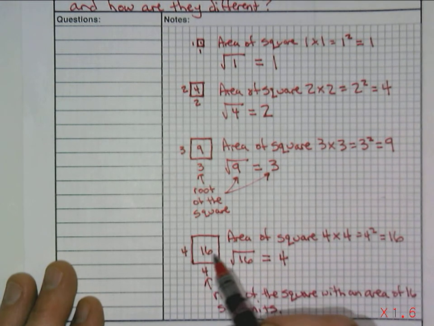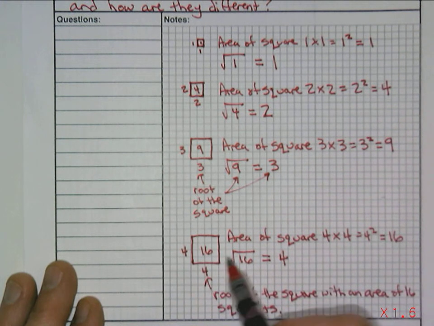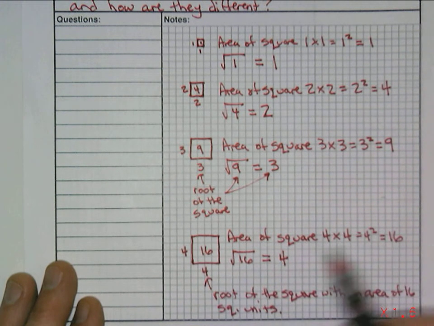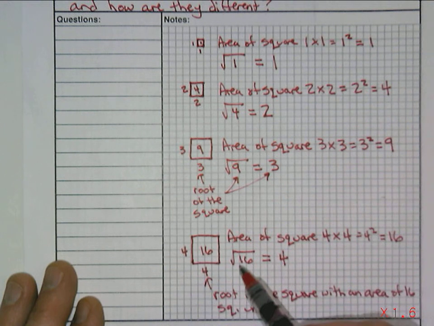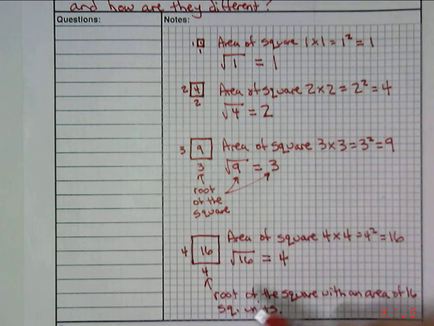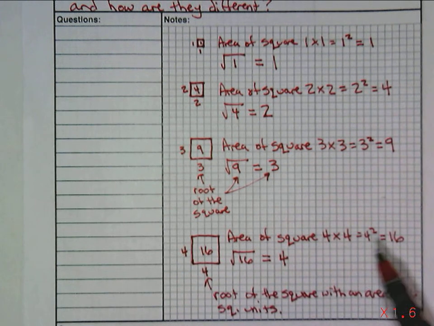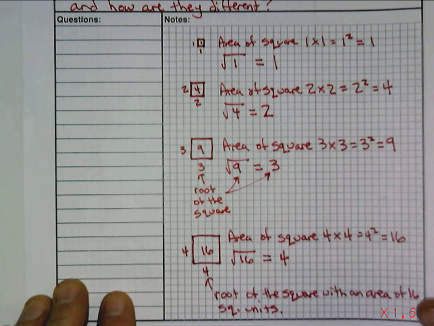So the area of the square is when we take the side lengths squared. The root of the square, the square root, is when we find again those side lengths from the area. So one is a forward operation in some ways, the other is the reverse operation. Like most operations have an opposite: addition, subtraction, multiplication, division, square, square root. And so we can undo things.